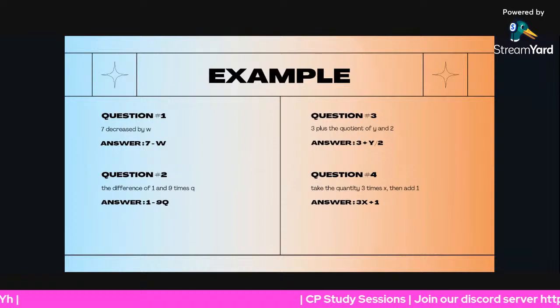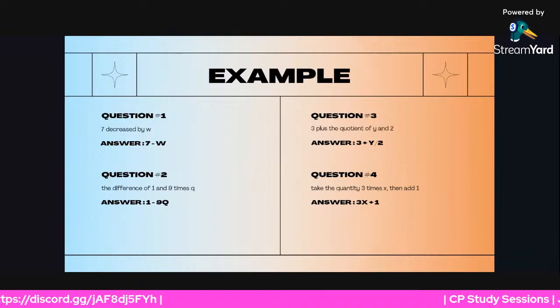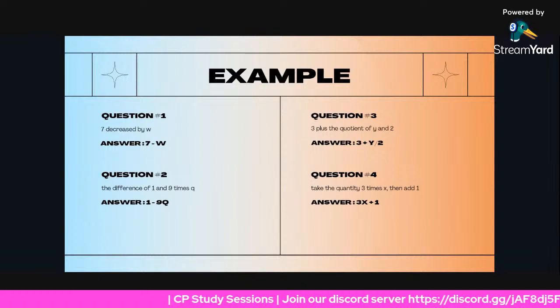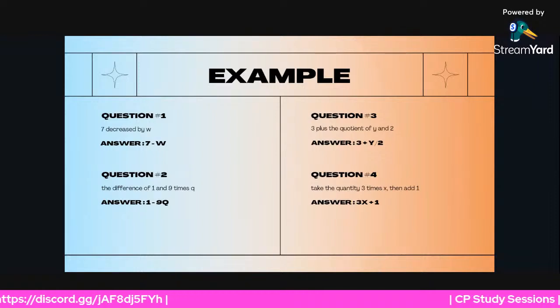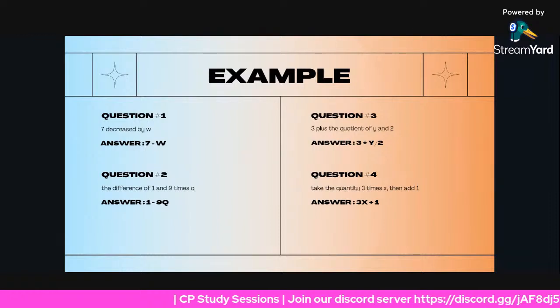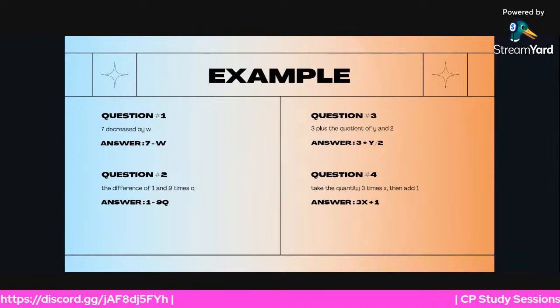Hello, malinaw po ba yung sa question 3 or medyo nakakalito? Hindi siya pwedeng may parenthesis yung y over 2 kasi kapag ang ginawa mo is nilagyan mo siya ng parenthesis, magiging hiwalay na quantity na siya. Malinaw ba yung explanation doon kung bakit hindi siya pwedeng may parenthesis?